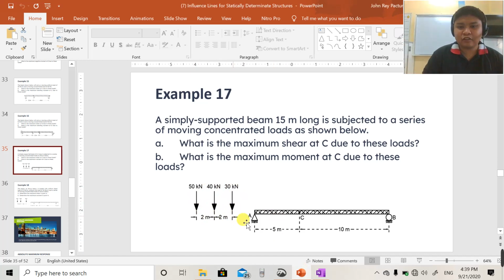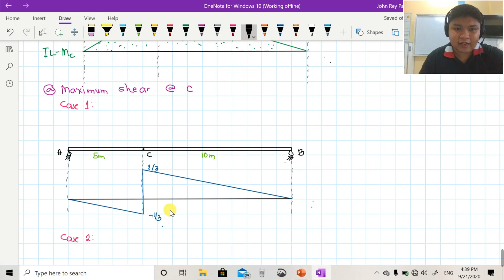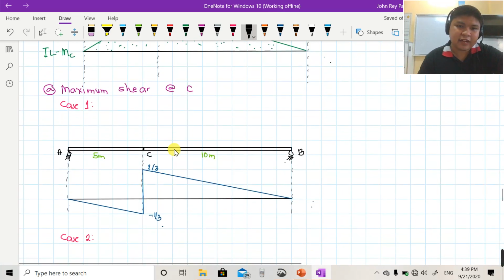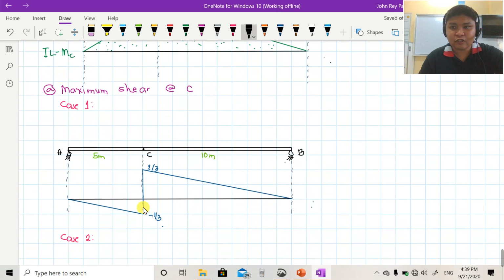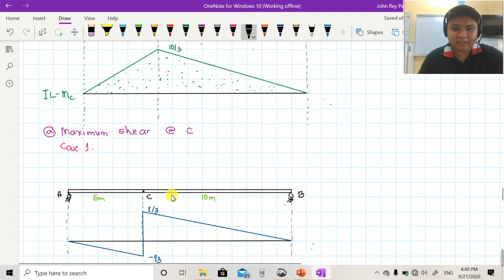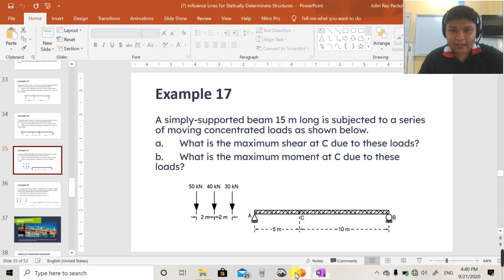So, simple lang. Yung case 1, class, based dito sa ating influence line for the shear, the location of maximum shear is at C. The location of the ordinate of maximum shear is at C. So therefore, yung every force, ilalagay ko doon, di ba? Halimbawa, yung 30, ilalagay ko sa C. Yun yung case 1 ko. Yung case 2 ko, yung 40 ko, ilalagay ko sa C. So that will be my case 2. And my case 3 is yung 50 ko, ilalagay ko sa C.